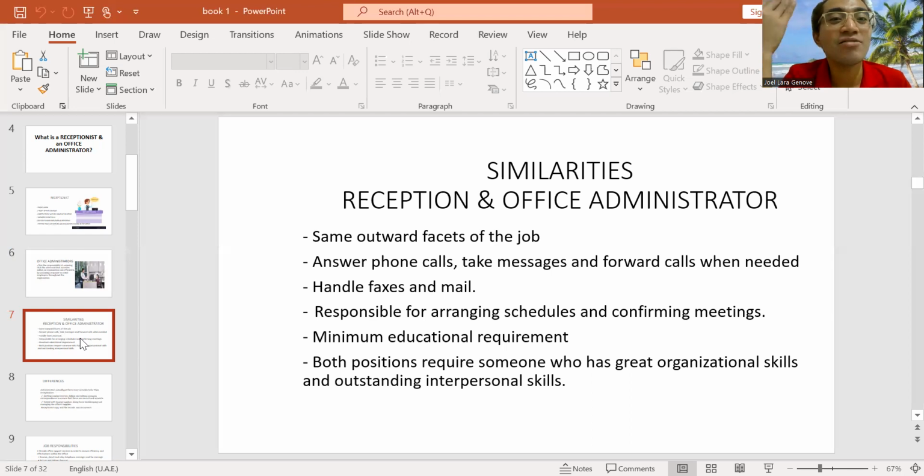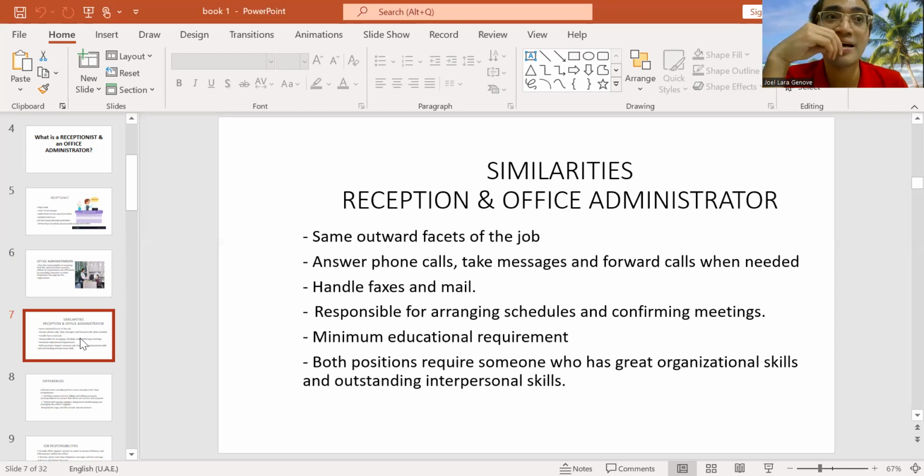Yes. Handle faxes and mail, email, or if you receive some packages, that could be your job as well. If it's a boutique that you're working for, you're the admin there, you might receive some packages. You might receive some return items. So you need to sign and document when you receive it, and put it in the record in your system. Who is going to do that? How many people? Is the attendance also your task? How many staff do you have in the company? So you might be in charge of taking their attendance as well, right? Minimum educational requirement. Yeah, that's true.